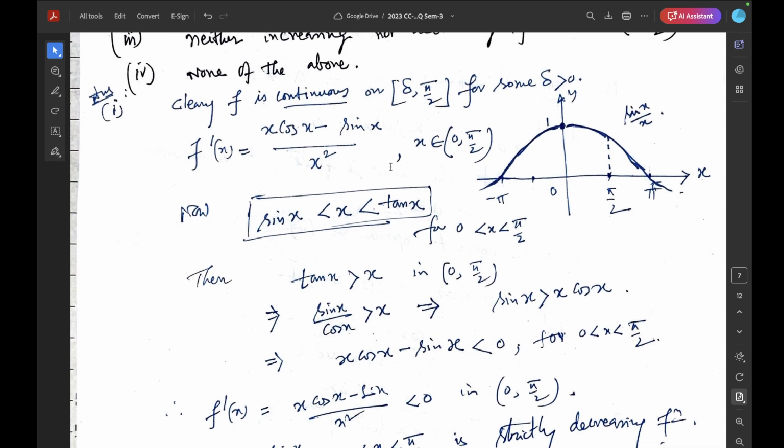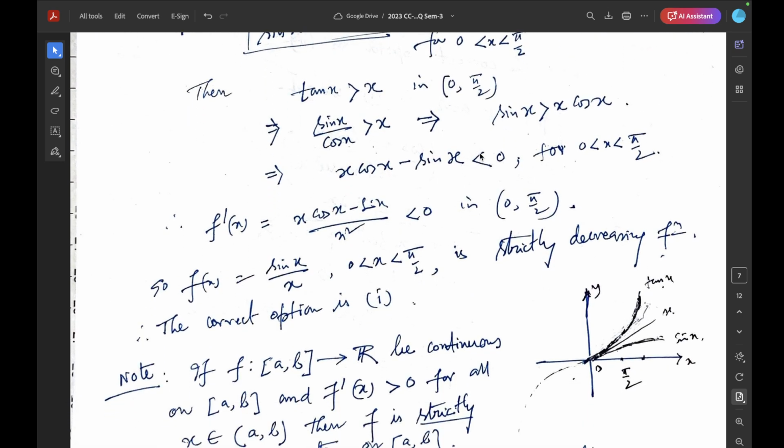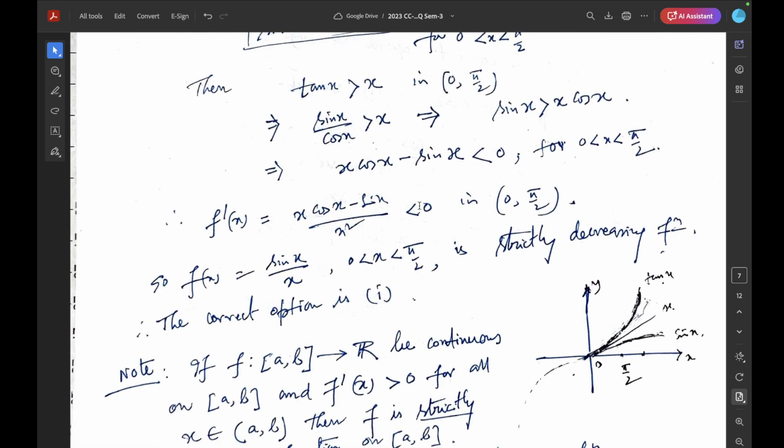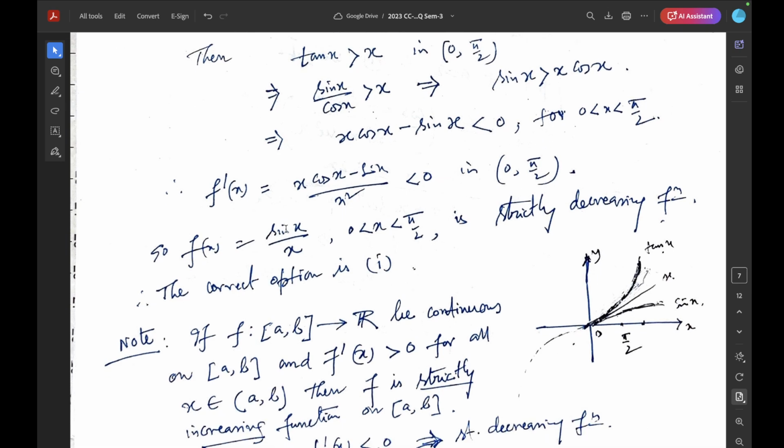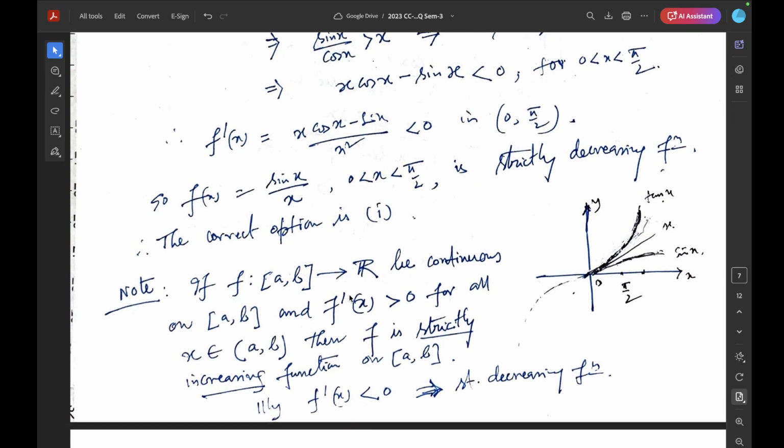So in f dash x, the numerator is less than 0 and the denominator x square is positive within this interval 0 to pi by 2. So f dash x is ultimately less than 0 in this open interval. So f(x) equals sin x by x, 0 less than x less than pi by 2, is a strictly decreasing function. The correct option is 1.